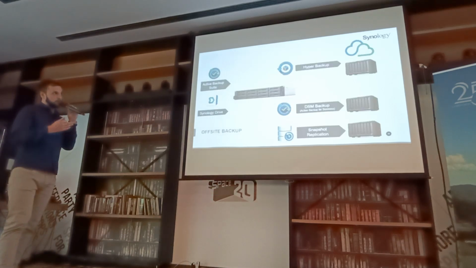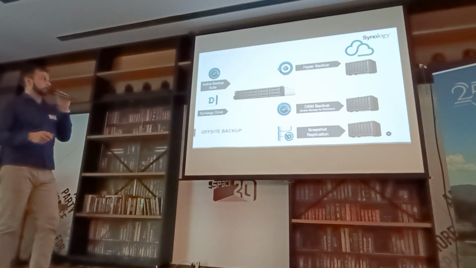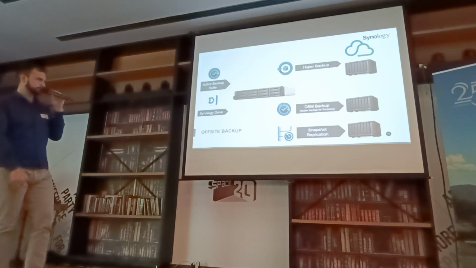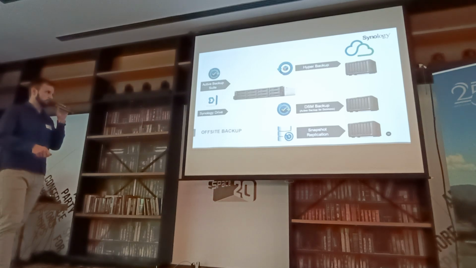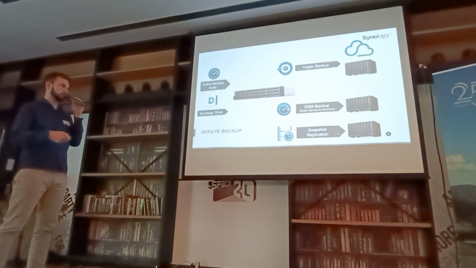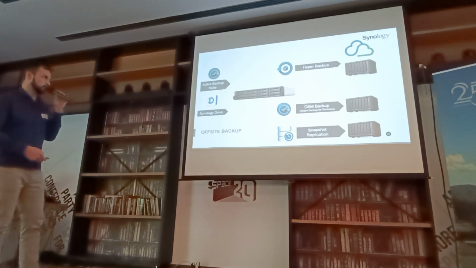So to recap, this 3-2-1 backup approach would look a bit like that. You would use Active Backup Suite or Synology Drive. You can also do that to back stuff onto the NAS, and then you would use Hyper Backup and Snapshot Replication for an added layer of security and to create an offsite copy.